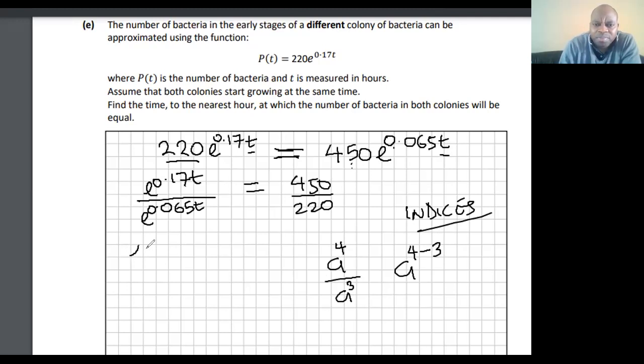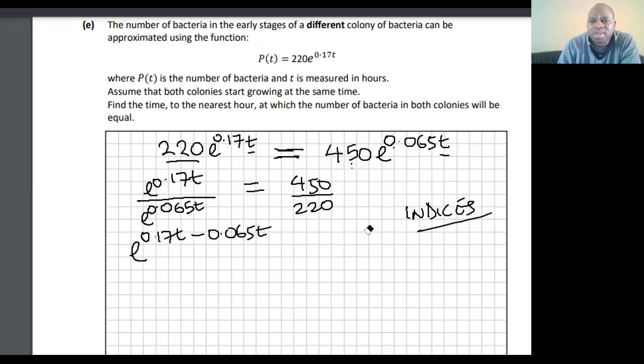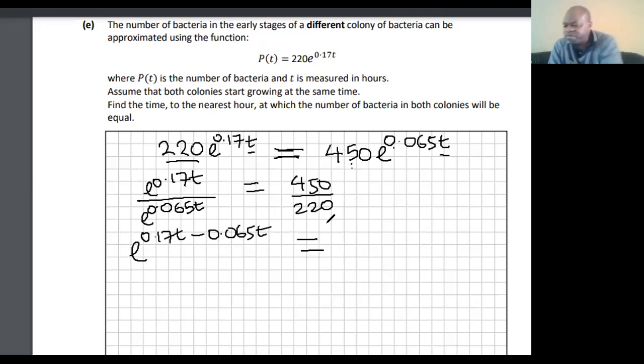You pick one exponential. So this one is on top, 0.17t is on top. This one is at the bottom, so therefore minus 0.065t. Basic things in mathematics, that is the problem. Students forget basic things. So equals to 450 divided by 220, 2.04545.